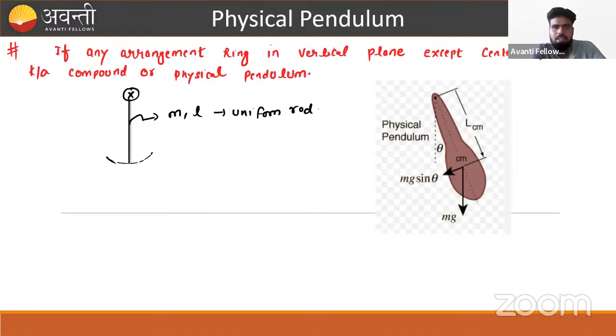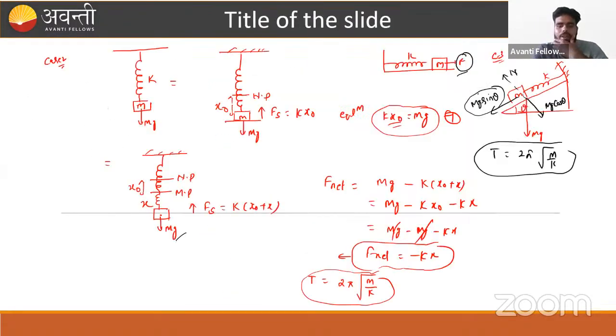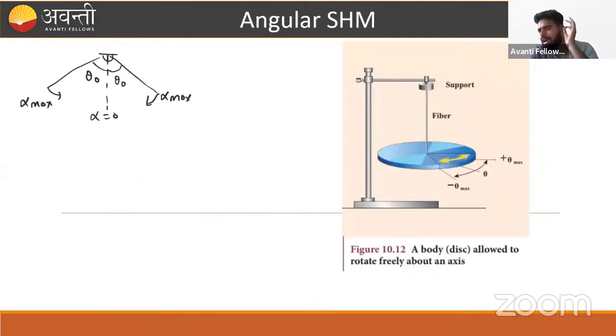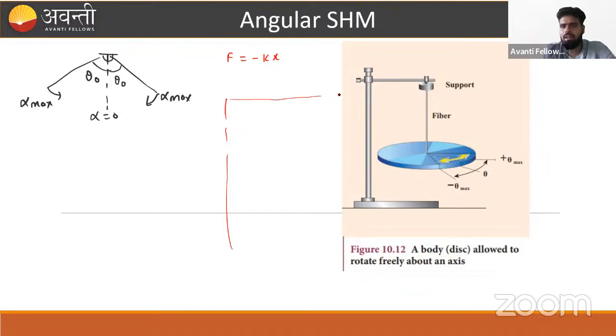Let's move further. Next concept, beta. What is the concept of angular SHM? As we discussed linear SHM, in linear SHM our net restoring force is proportional to minus Kx. So here we just want to replace the linear variable with the help of an angular variable. How can we replace, beta? We just want to recall the concept that you already studied in your 11th.